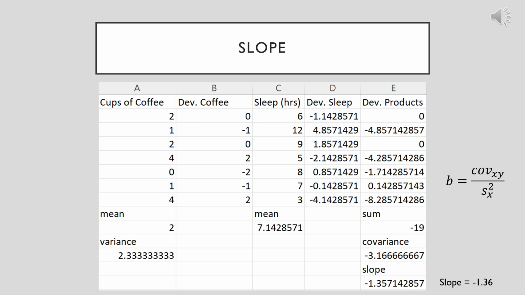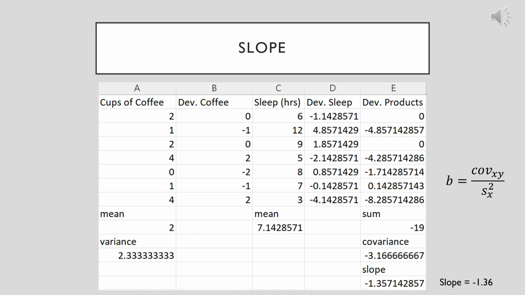So what you need to do is first find the variance for cups of coffee, the variance for our x variable. I did that in Excel, and it's over there on the bottom left, a variance of 2.33333. Then all you have to do is take the covariance that we've already found to be negative 3.17, divide it by the variance, and you get your slope. And our slope is negative 1.36.